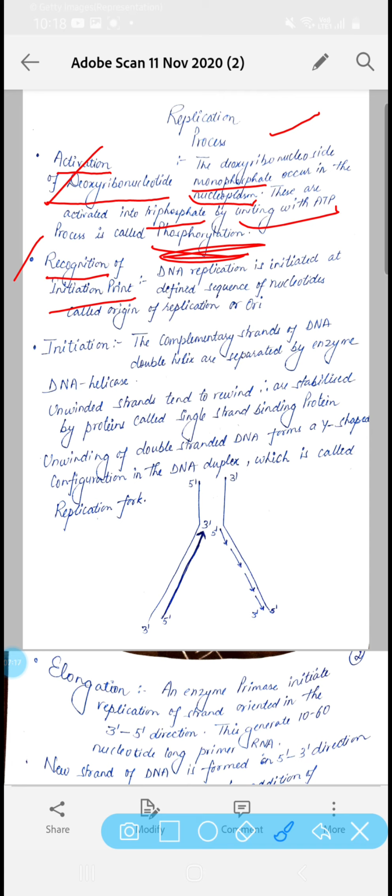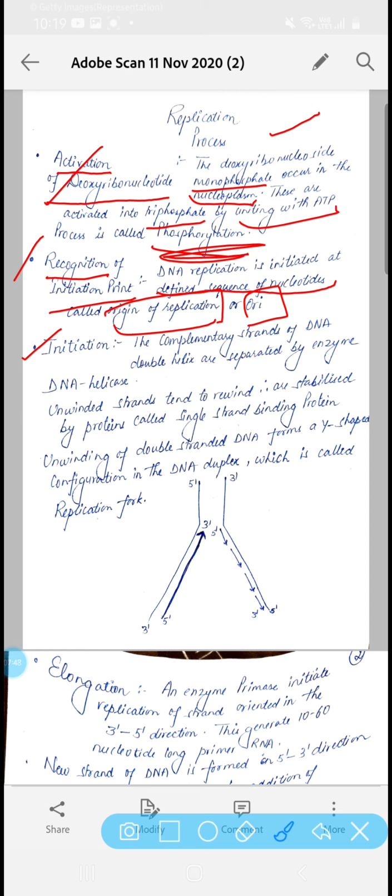Now DNA replication is initiated at the defined sequence of nucleotides. एक particular sequence होता है, particular repeated sequence होता है nucleotides का, वहीं पर उसी sequence पे ही हमेशा DNA की replication की origin होती है. और वो जो एक defined sequence होगा nucleotide का, उसको हम या तो origin of replication बोलेंगे या फिर Ori point बोलेंगे. ठीक है?